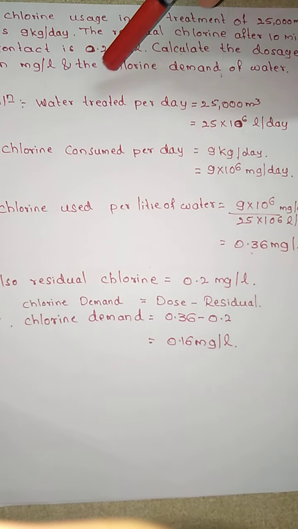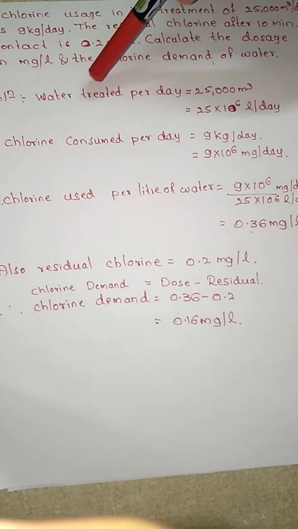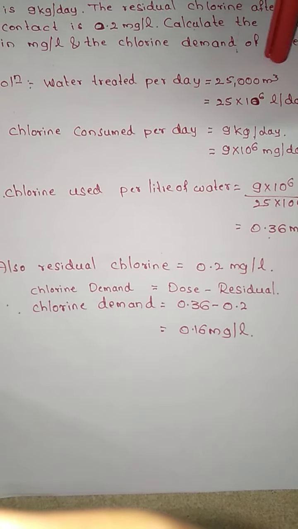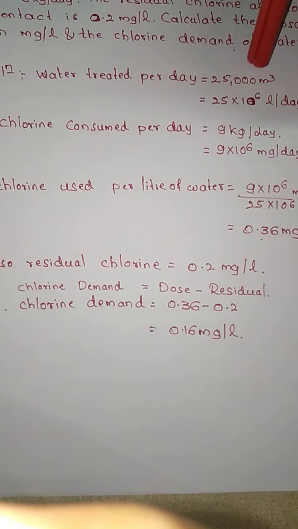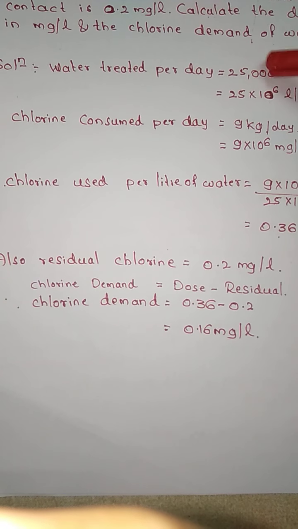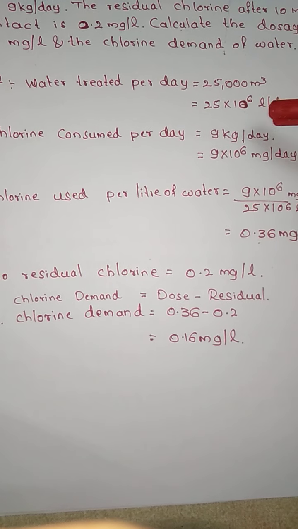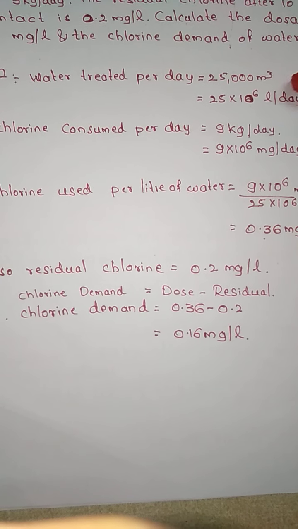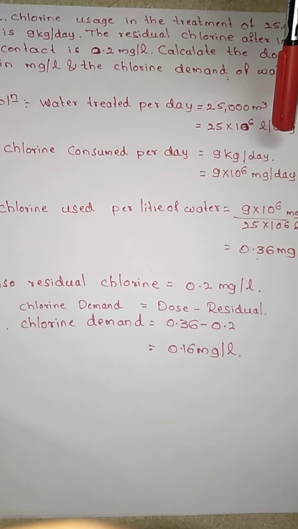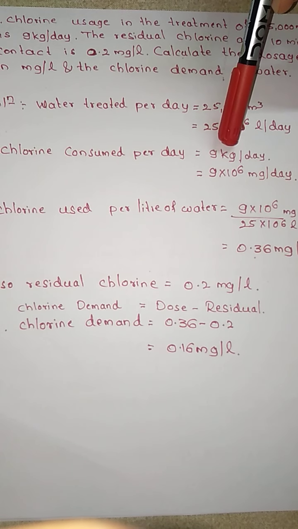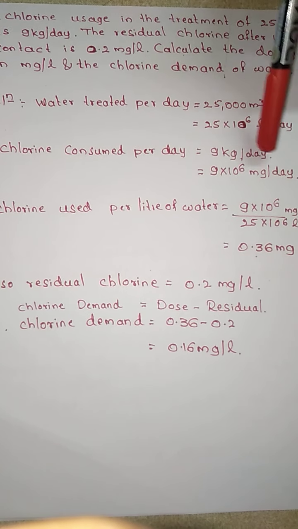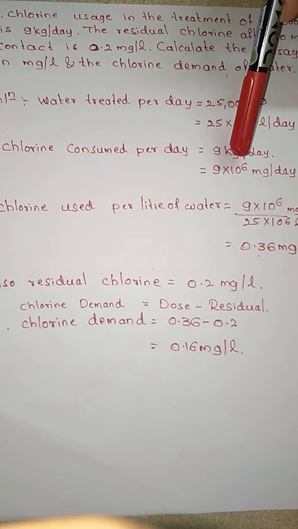Now coming to the solution, the water treated per day is 25,000 meter cube. If you want to convert, 1 meter cube is equal to 1000 liters. So to convert it into liters, we are going to multiply with 10 to the power 3. So here 25 into 10 to the power 3, and here another 10 to the power 3, we are going to have 25 into 10 to the power 6 liters per day. Now chlorine consumed per day is 9 kg per day. Now kg, in order to convert it into milligram, we are going to multiply it by 10 to the power 6. So here we are going to get 9 into 10 to the power 6 mg per day.